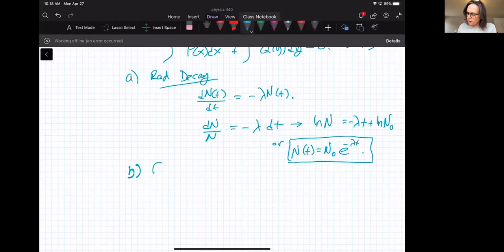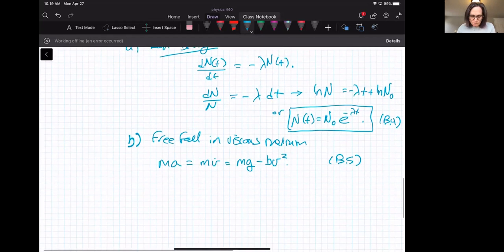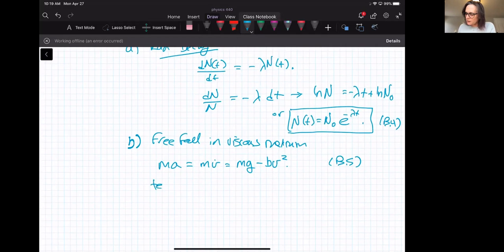is free fall in a viscous medium, in which case we're going to assume that the equation of motion, ma in one dimension, is equal to mv dot, which is just mg minus b v squared. So actually, let me get this, 8.4 and 8.5. This is not anything that you haven't seen before. Maybe the last time you saw it was comp mech, but I'm going to recast it a little bit. We know that this means that we have terminal velocity.